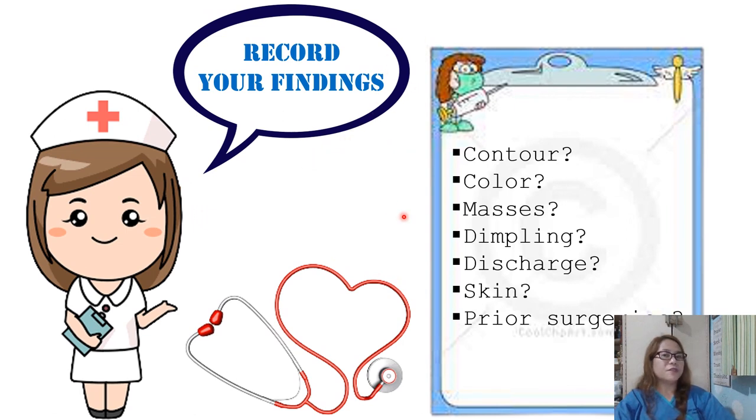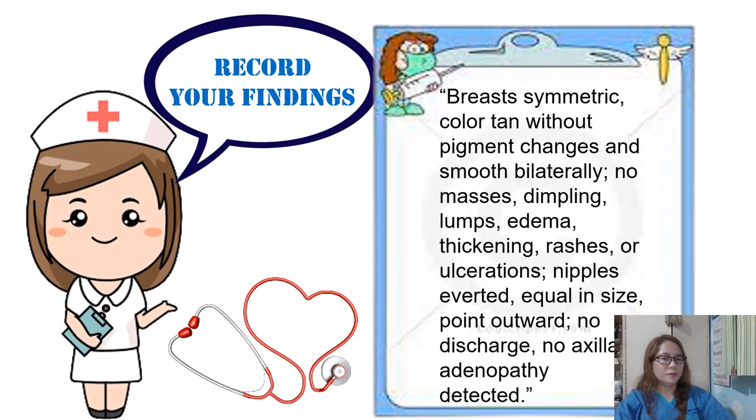And then, to record your findings, okay, for the contour, again, color, masses, dimpling, discharge, skin, and prior surgery. So, an example of documentation, no? There is breast symmetry, a color tan without pigment changes, and smooth bilaterally. No masses, no dimpling, lumps, edema, thickening, rashes, or ulcerations. Nipples, inverted, equal in size, point outward, no discharge, no axillary adenopathy detected.